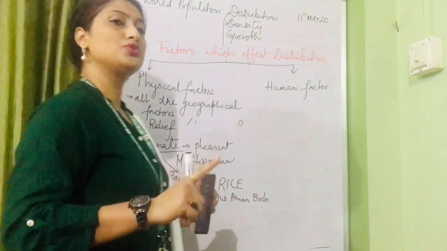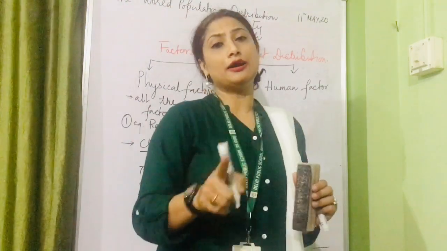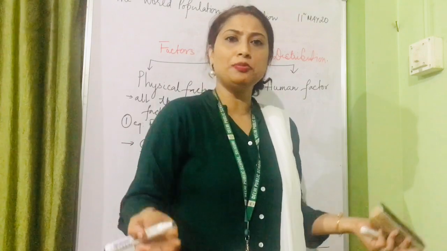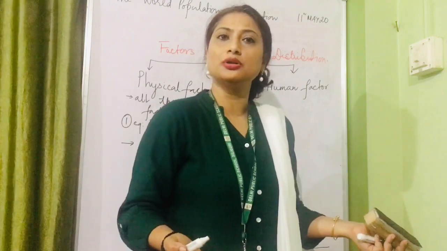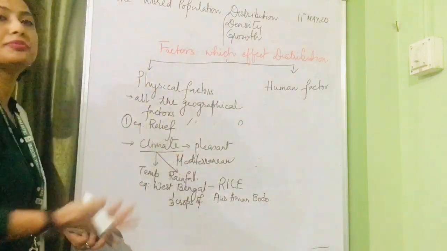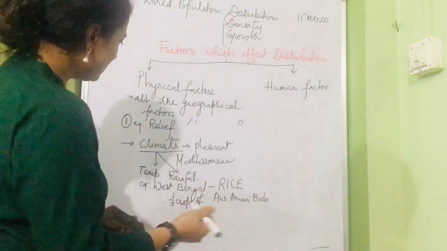So instead of producing a crop once a year, our farmers are producing thrice a year, and we can feed more people because the production is throughout the year. Our farmers are busy throughout the year. So how is it possible? Because climate made it possible. Second example.